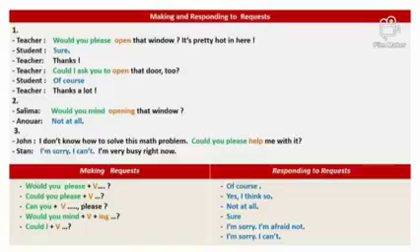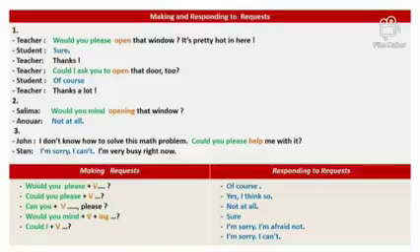Number 2, Salima and Anwar. Would you mind opening that window? Not at all. John, I don't know how to solve this math problem. Could you please help me with it? Stan, I'm sorry, I can't. I'm very busy right now.